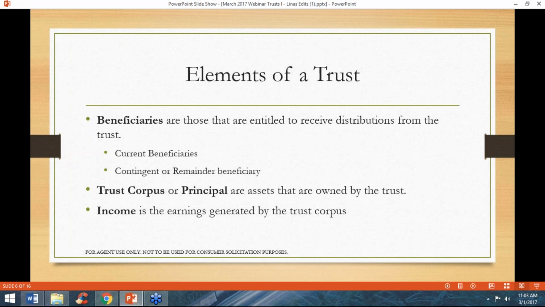Beneficiaries are those that are entitled to receive or request distributions or other benefits from the trust. Current beneficiaries are those who are entitled to ask the trustee for immediate benefits from the trust. Contingent or remainder beneficiaries are those that are entitled to benefits from the trust after the trustee has fully met the trust's obligations to the current beneficiaries. Trust corpus or trust principal are the assets that are titled in the name of the trust. Income is the earnings generated by the corpus based on the trustee's investments within the trust.